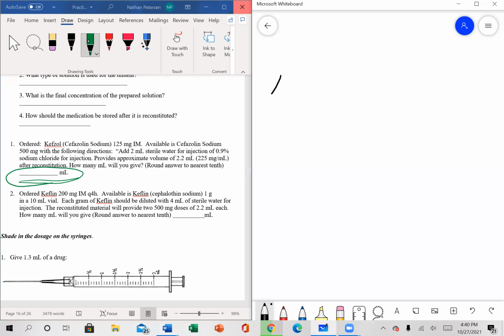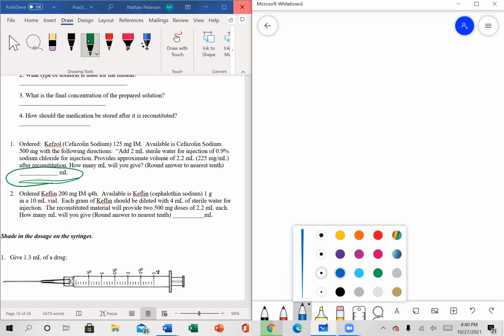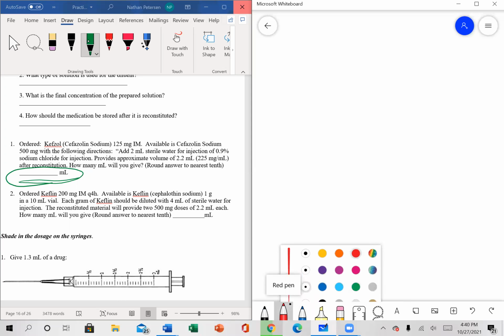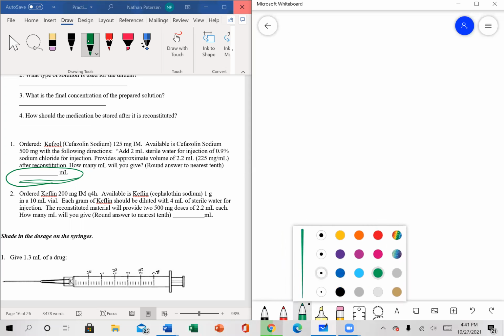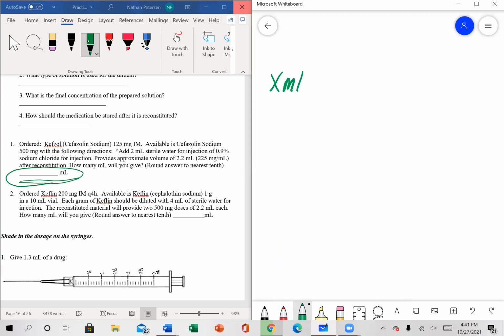So let's erase that. Let's go with green. All right, let's switch to green so we know what we're doing. Okay, so the very first thing I know is I'm looking for X mils equals. This is what matters. I need to find that.